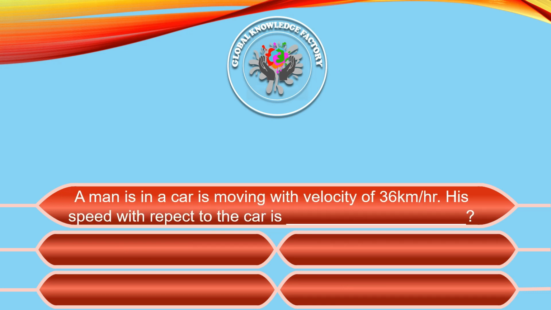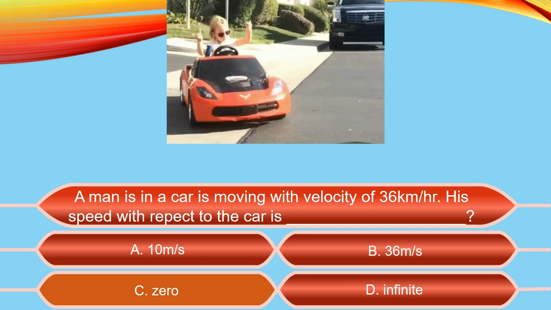A man in a car is moving with velocity of 36 km per hour. His speed with respect to the car is: A. 10 meter per second, B. 36 meter per second, C. 0, D. Infinite. Answer is C. 0.